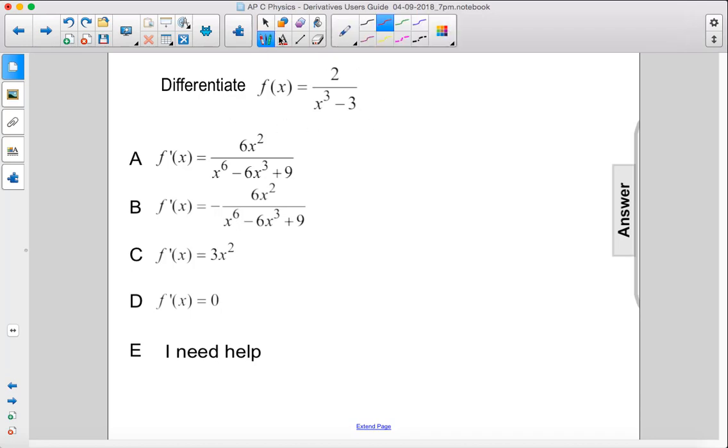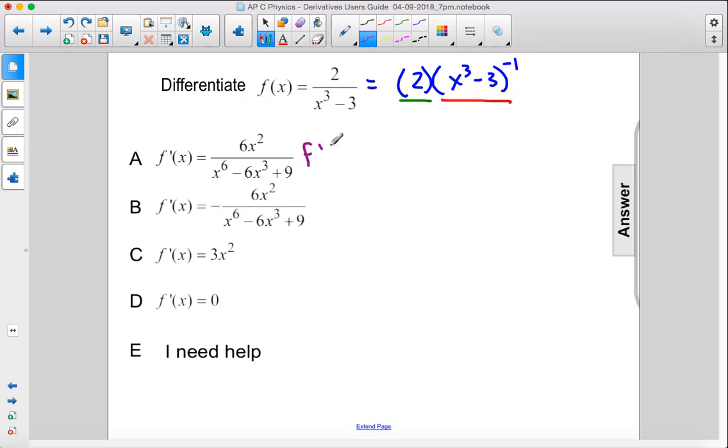Differentiate this function. All right, so we're going to rewrite this as such. Let's do it this color. 2 times (x to the third minus 3) to the negative 1. Now we can use the product rule and the chain rule in order to solve this. So we have our first part here multiplied by our second part here.